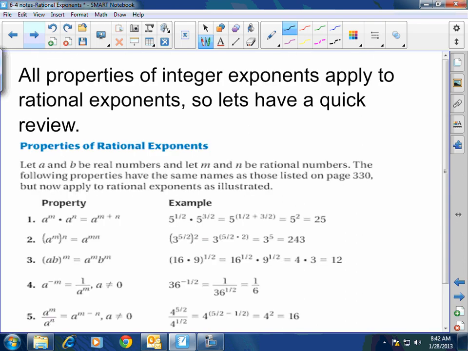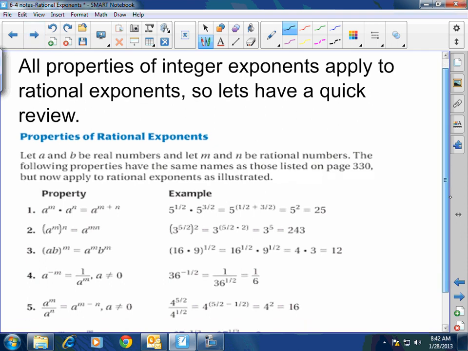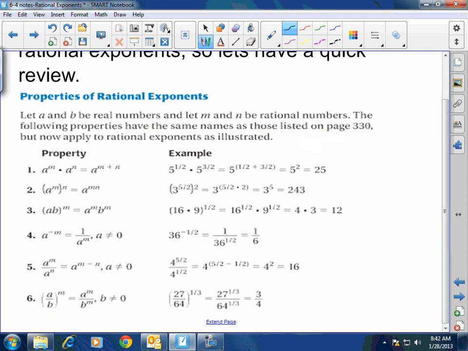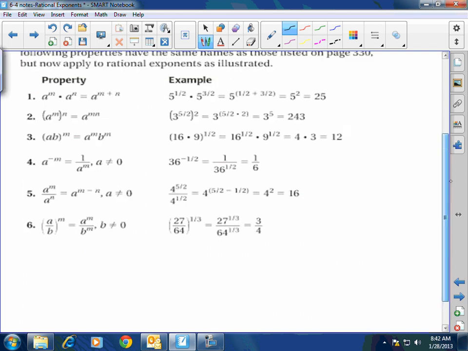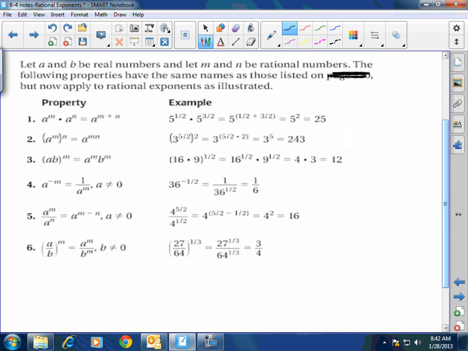Now, let's get to those properties that I promised. Sorry. All right, my friends. All properties of integer exponents apply to rational exponents. So let's have a quick review. Properties of rational exponents. Let a and b be real numbers, and let m and n be rational numbers. The following properties have the same names as those listed on page 330. Okay, but now apply to rational exponents as illustrated. All right, let's talk about this. I don't know what this page 330 is, by the way, guys. I have no idea. But let's go ahead and go over this.